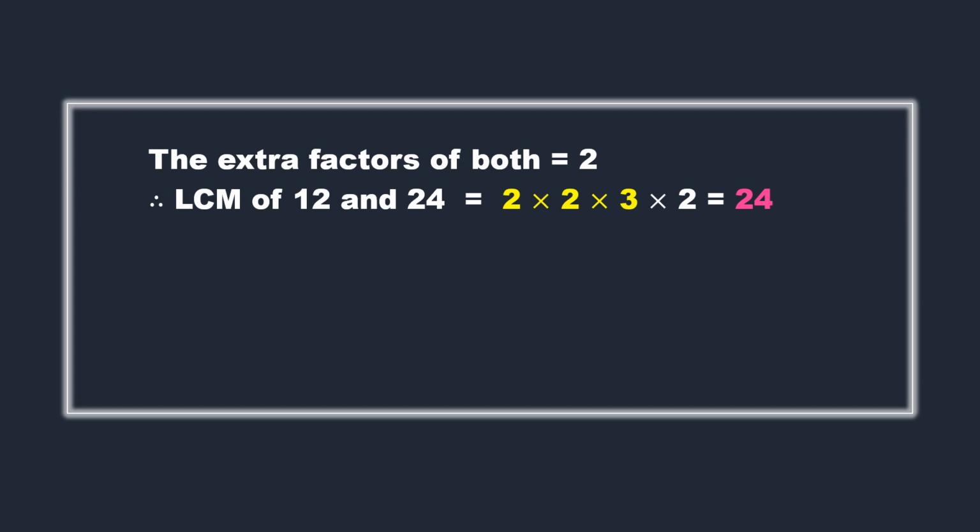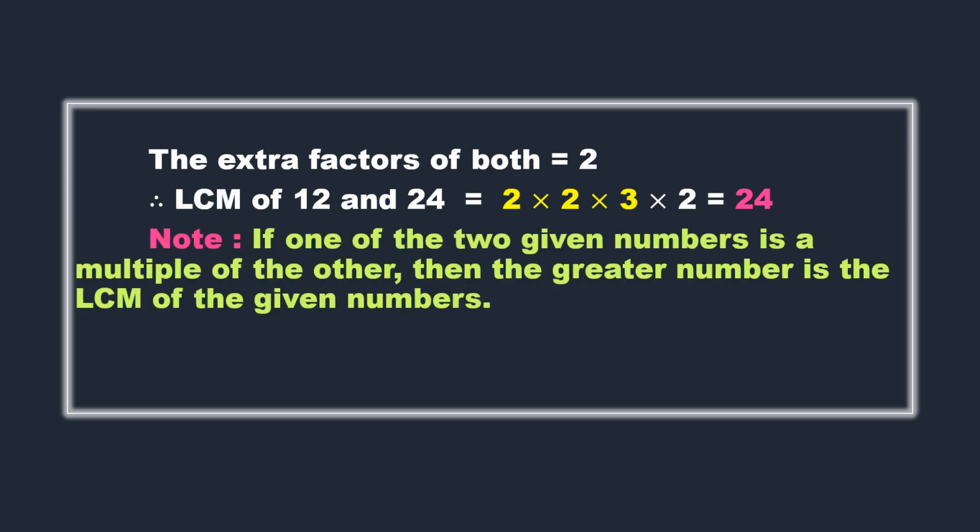And one more easy way I'll tell you. This is your note, and it is very, very important. If one of the two given numbers is a multiple of the other, then the greater number is the LCM of the given numbers. What is the meaning of this? See here, if you take 12 and 24, 24 is 12 twos, right? You get 24 when 12 is multiplied by 2.